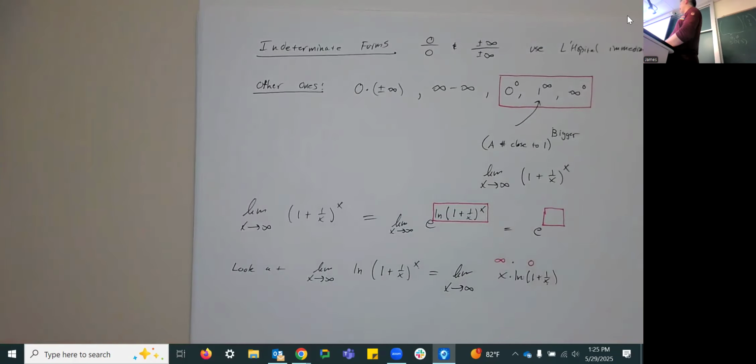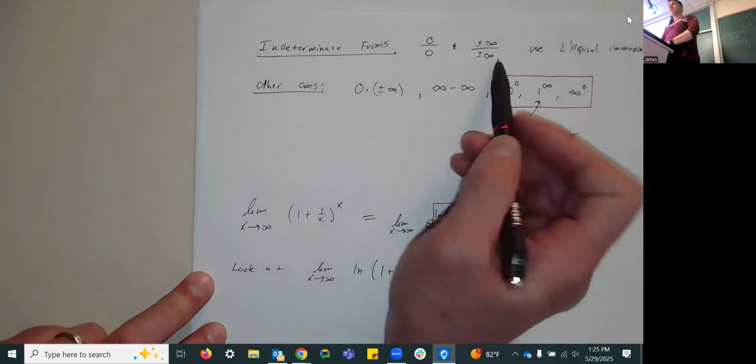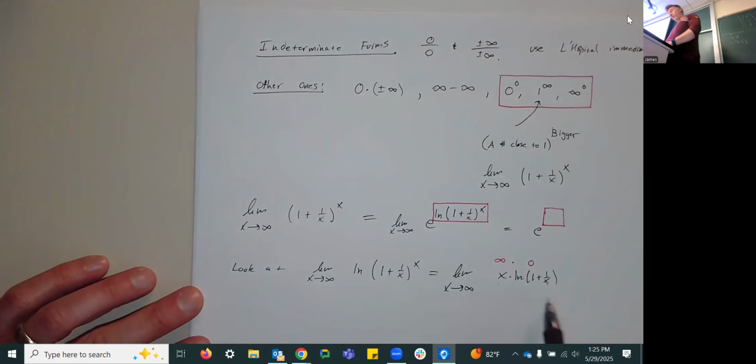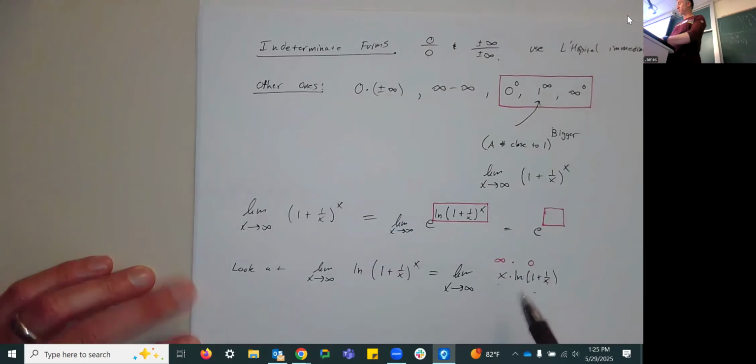So we have an infinity times 0 type, which we still have to manipulate, right? It's still not one of the good ones. It's not 0 over 0 or infinity over infinity. So we do one more thing. We bring which part down? Not the natural log. We bring the x down to the bottom as a reciprocal.